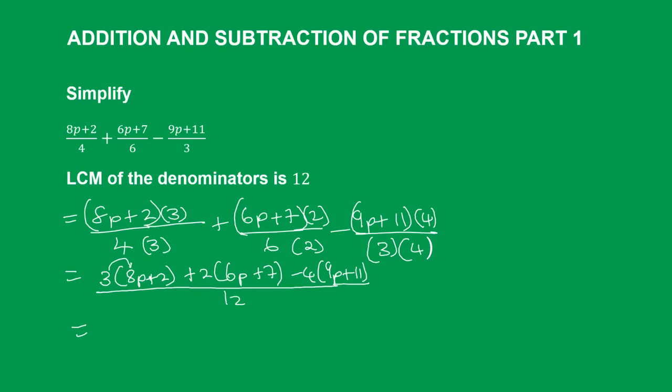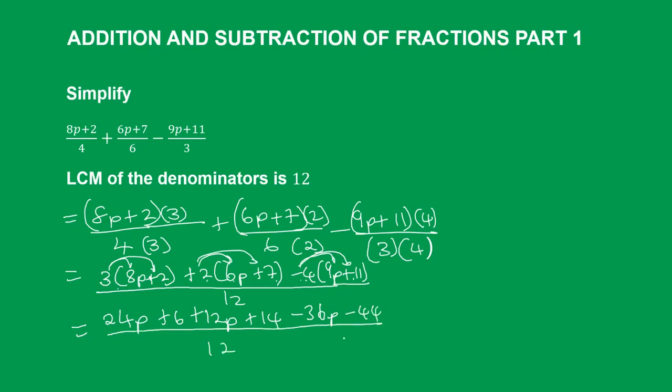Then we can distribute. Be careful with the signs. 3 times 8p is 24p. And then 3 times 2 is plus 6. Then plus 2 times 6p is 12p. Then 2 times positive 7 is positive 14. Negative 4 times 9p is negative 36p. Then negative 4 times 11 is negative 44. All this over 12.